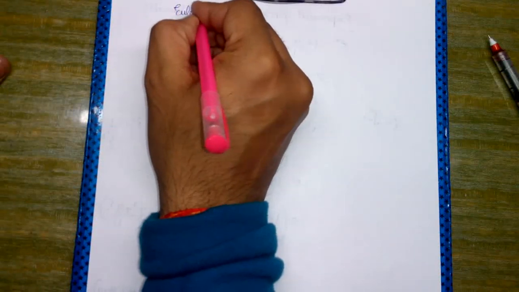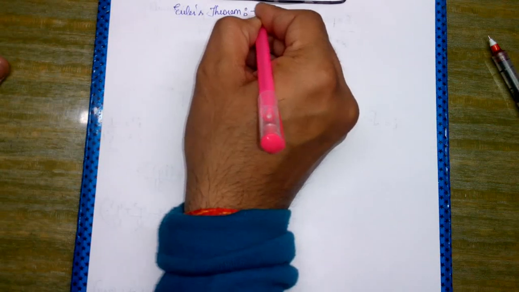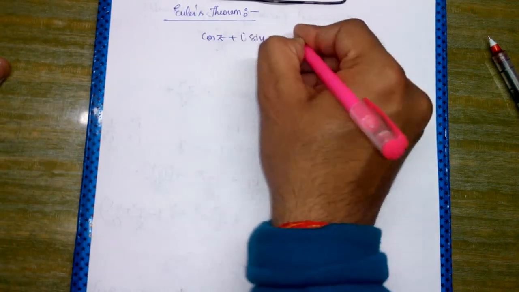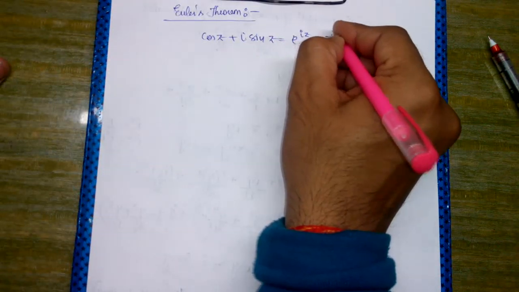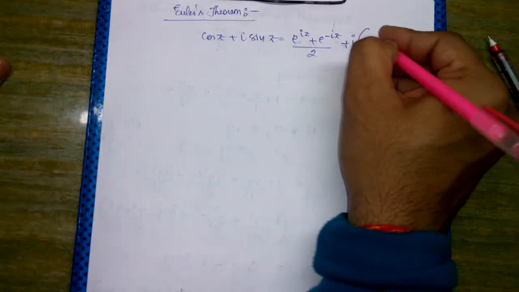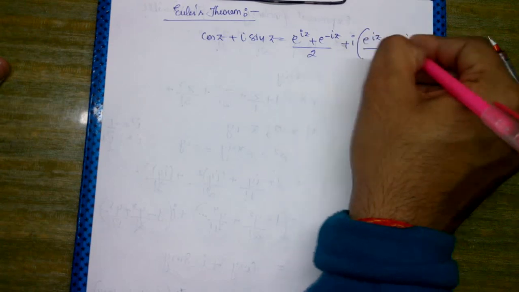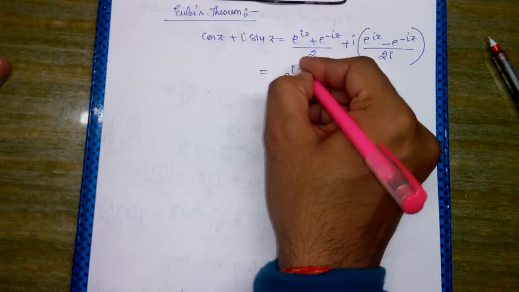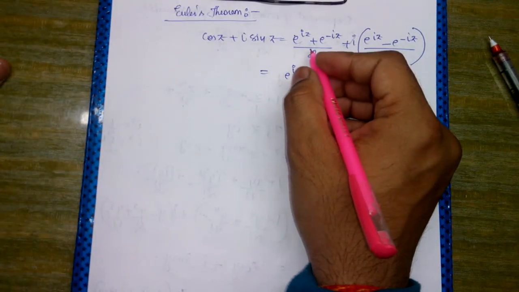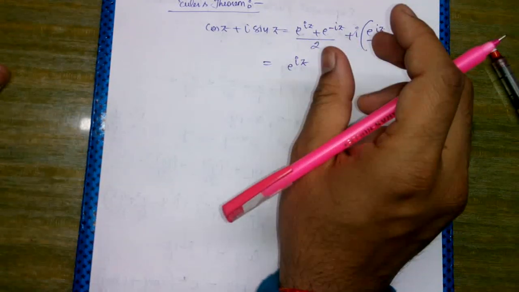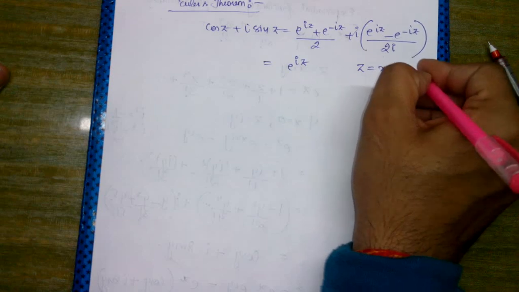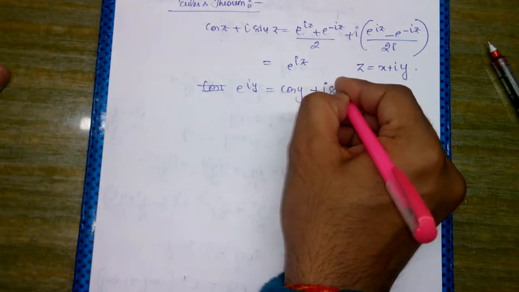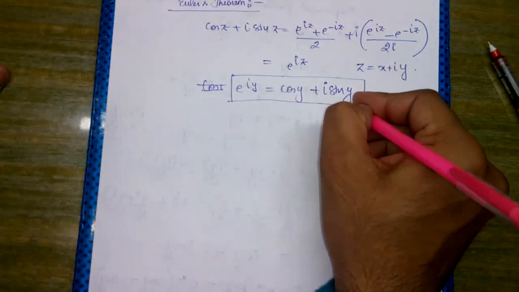So by using Euler's theorem, cos z plus i sin z can be simply written as (e^(iz) plus e^(-iz)) upon 2 plus i times (e^(iz) minus e^(-iz)) upon 2i. This can be solved as e to the power iz, because i will cancel, and it will come out to be e to the power iz, where z is equal to x plus iy, and e to the power iy is simply cos y plus i sin y. We have to remember this result.